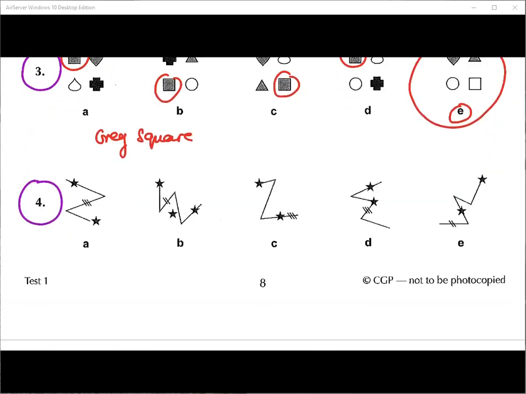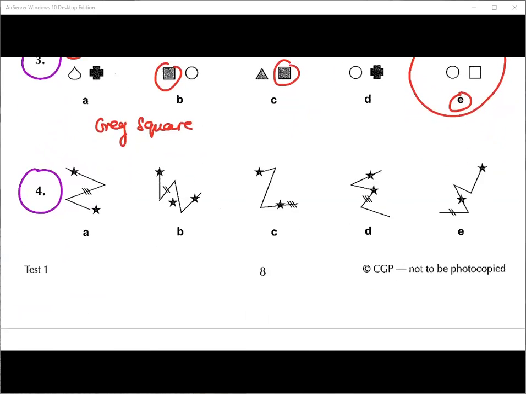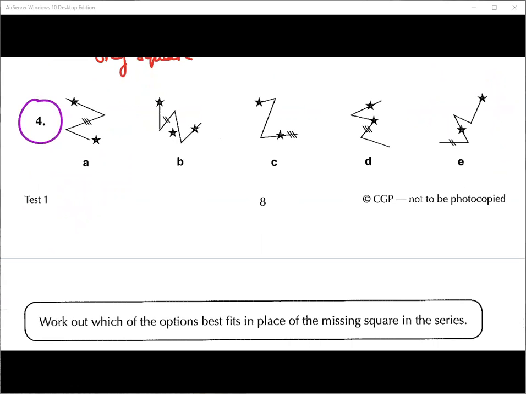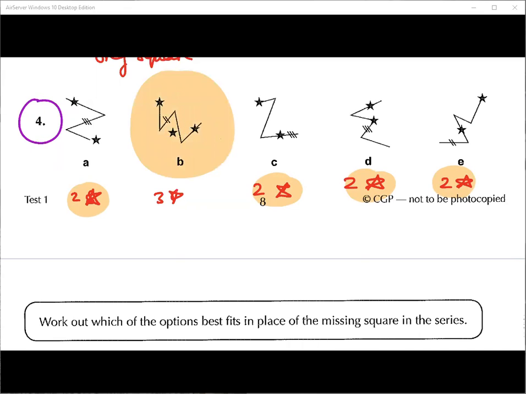Okay. Done. E is the odd one out because there's no gray square in it. Question number 4. Yahya, please join me on question number 4. Stars, 2 stars. C has 2 stars. If you look at the questions straight away, you find they've got 2 stars, 2 stars, 2 stars. Which one hasn't got 2 stars? Question B, and that's the answer. So this is the odd one out, without even having a look at any of the other rules.